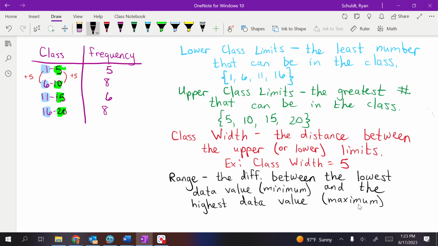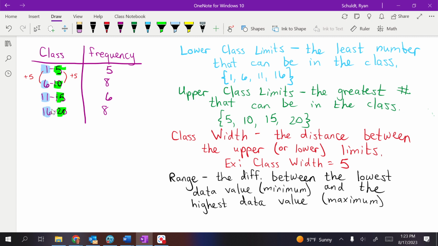Now, with just this frequency table, there's no way I can calculate the range because I don't know what my minimum is. I know it's going to be somewhere between 1 and 5, but I don't know where. Same with the maximum. I know it'll be somewhere between 16 and 20, but where? So we can't exactly calculate the range for this example.